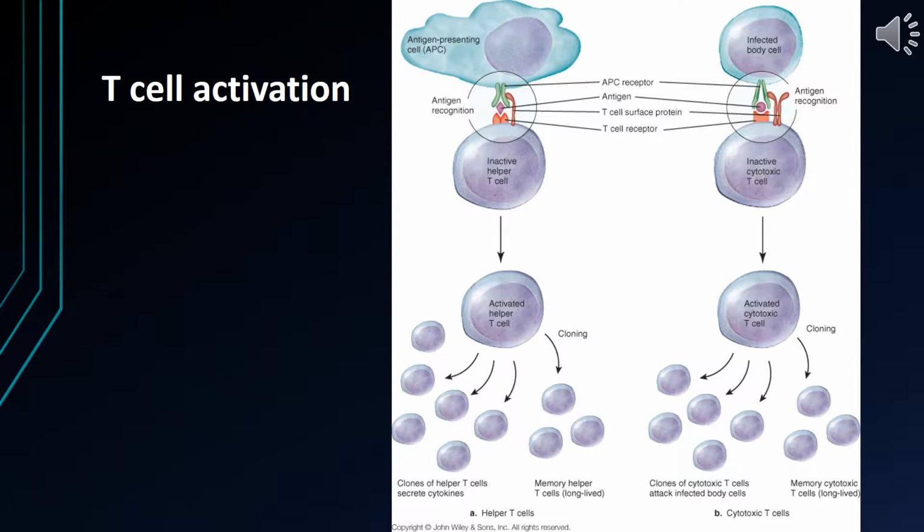And then at the right we have activation of cytotoxic T cells, which we'll go into more detail later. But anyway, in this case, an infected body cell presents the antigen to the inactive cytotoxic T cell. This activates the T cell, it then creates more clones of itself, and these cytotoxic T cells then attack the infected body cells, and the T cell also clones memory cytotoxic T cells, and we'll talk more about cytotoxic T cells in one of the following slides.